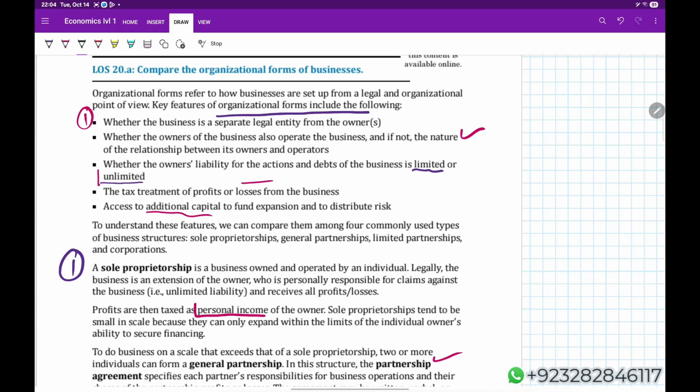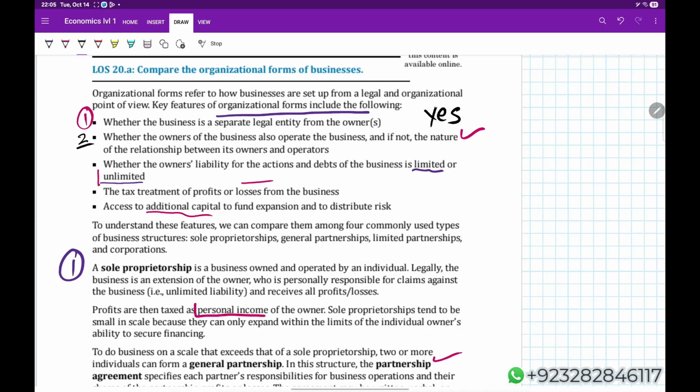So when I apply these five points to companies, the first point is legally separate. Yes, in the case of companies, the business is legally separate. Then who operates the business? In the case of companies, businesses are operated by managers and the board of directors, and owners are separate. So owners do not operate the business, obviously, in the case of companies.